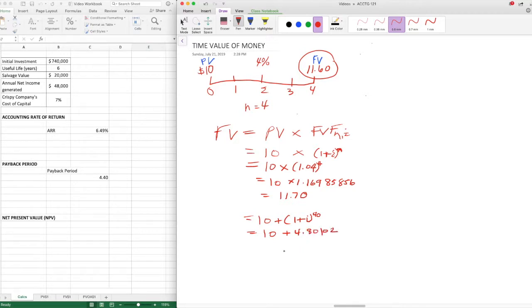4.80102, okay? And that basically means over 40 years, this amount here becomes $48 and 1 penny, 1 cent, 48.01. Okay, so that's a future value problem.